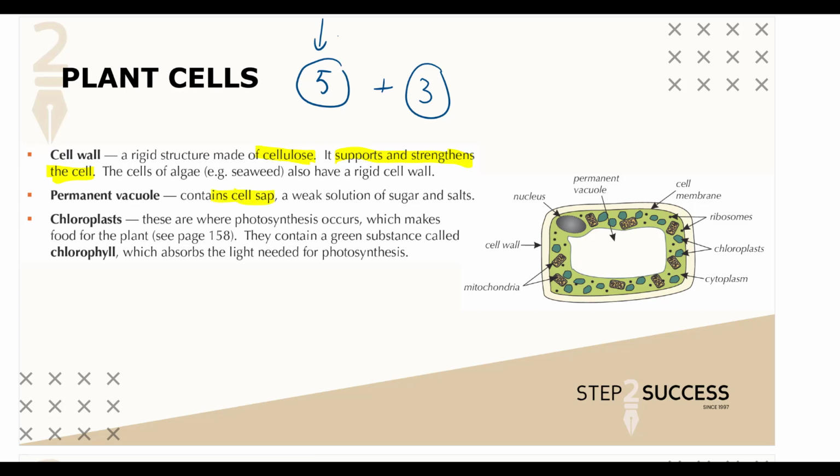It's a sticky substance of sugar and salts. And lastly, probably the most important part of a plant cell is the chloroplasts. These are always or often labeled green on a diagram because they contain a green pigment called chlorophyll, which helps the plant absorb light in order for it to carry out the function of photosynthesis.